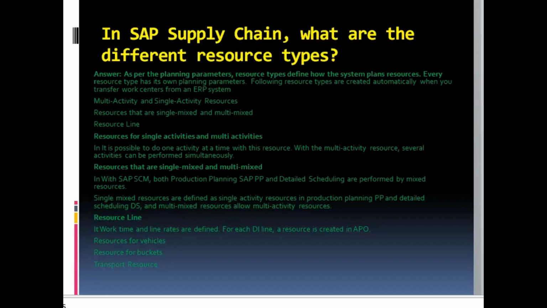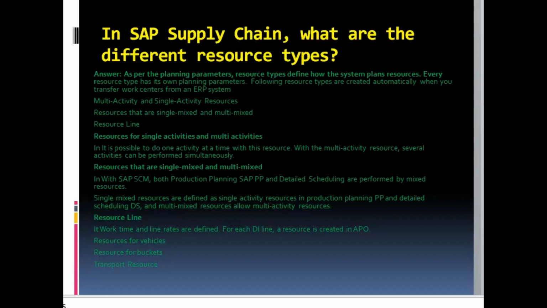Resources that are single mixed and multi-mixed. In SAP SCM, both production planning, SAP PP, and detailed scheduling are performed by mixed resources. Single mixed resources are defined as a single activity resource in production planning PP and detailed scheduling DS, and multi-mixed resources allow multi-activity resources.